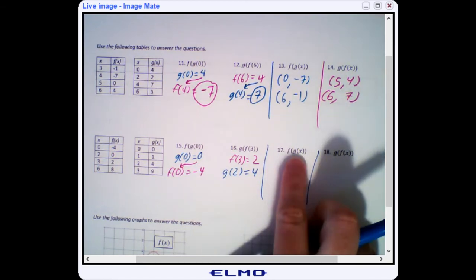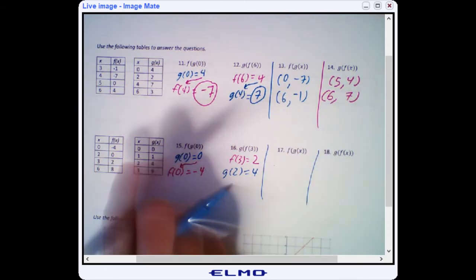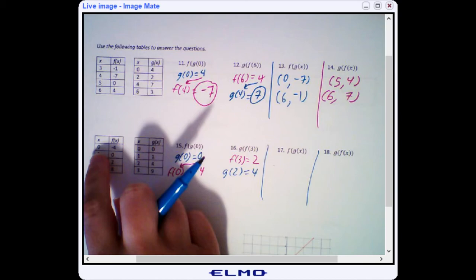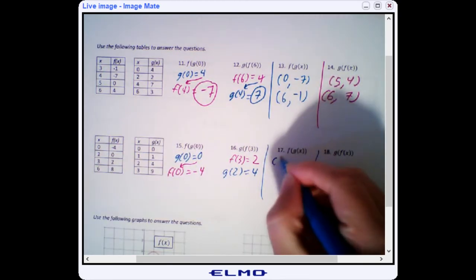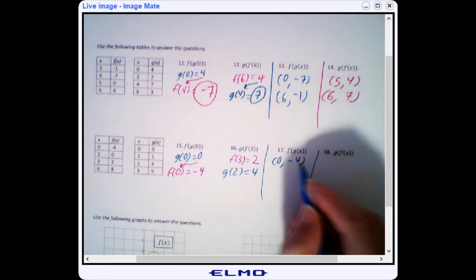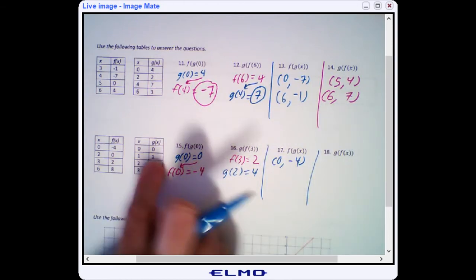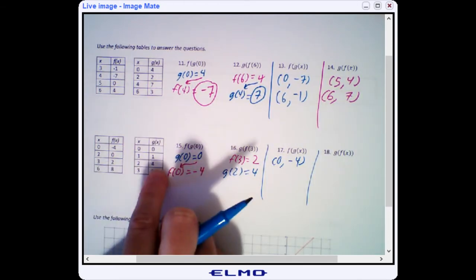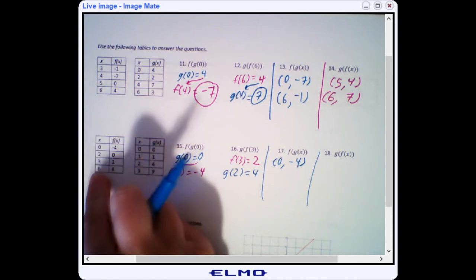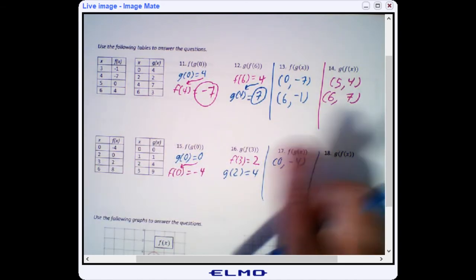So f of g of x, I start in the g first and go to the f. 0 goes to 0, and then 0 goes to -4, so it's going to be 0, -4. 1 goes to 1, there's no 1s. 2 goes to 4, there's no 4s. 3 goes to 9, there's no 9s. There's only one of them that kind of maps.